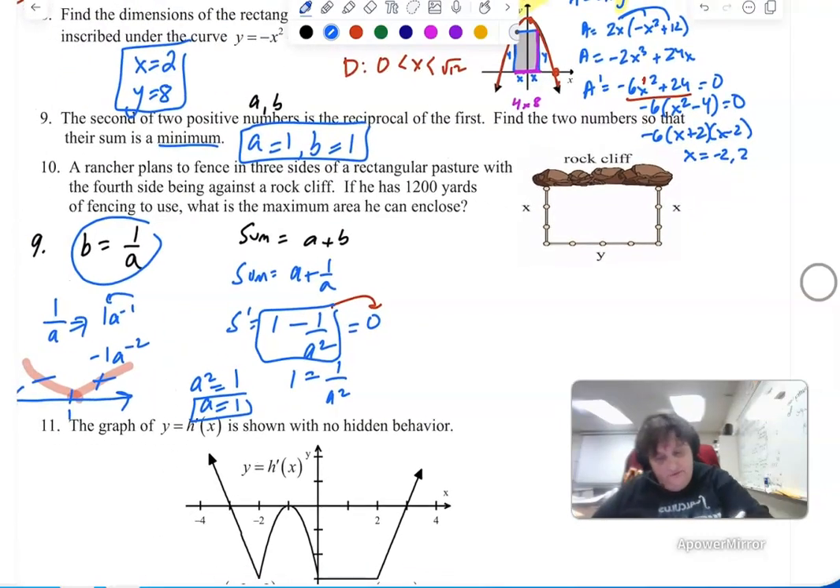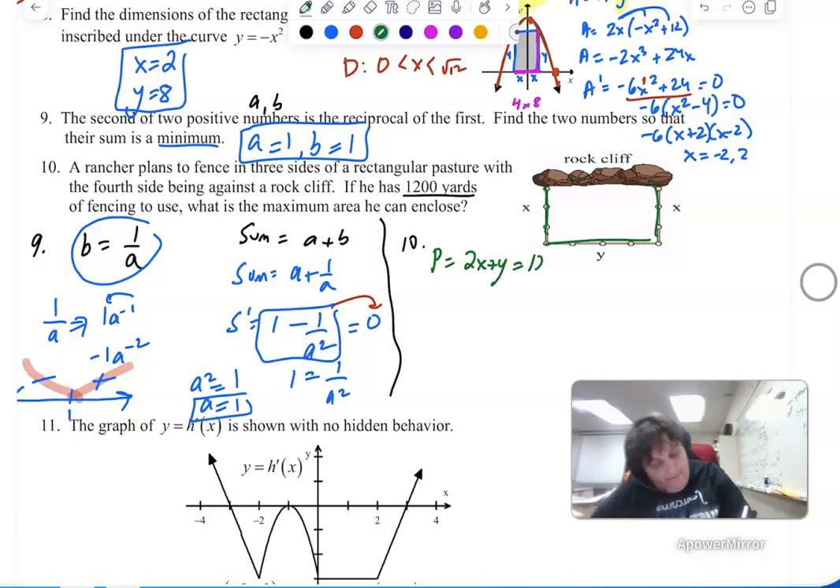Okay, let's look at this rancher question. A rancher plans to enclose 3 sides of a rectangular pasture with the 4th side being against the rock. He has 1,200 yards of fencing. That's a perimeter thing, right? So my perimeter, which is 2x plus y, is 1,200. Okay, what's the maximum area he can enclose?